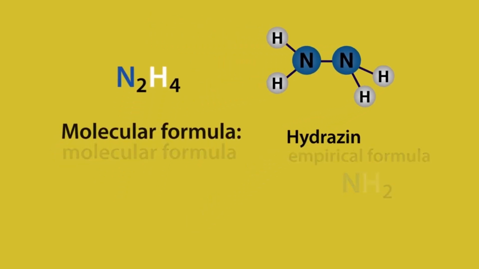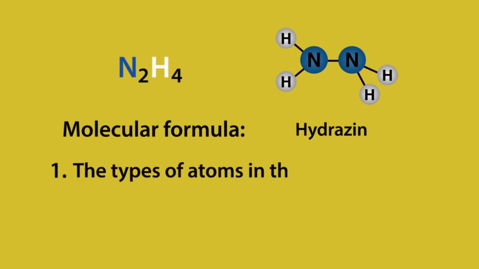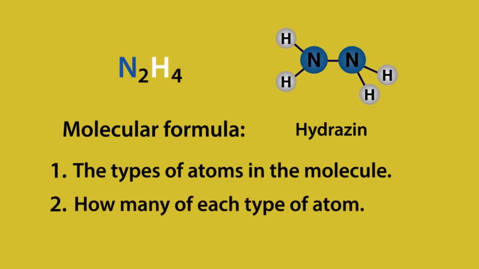The molecular formula of the compound tells us two things: the types of atoms in the molecule, in this case, the nitrogen and hydrogen, and how many of each type of atom. In this case, there are 2 nitrogen atoms and 4 hydrogen atoms.